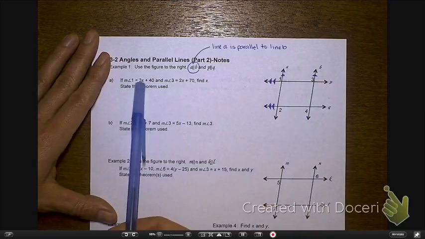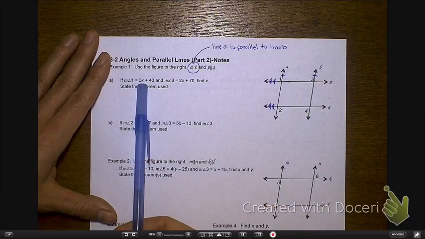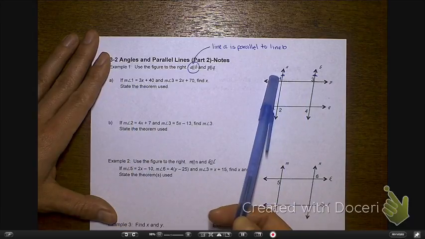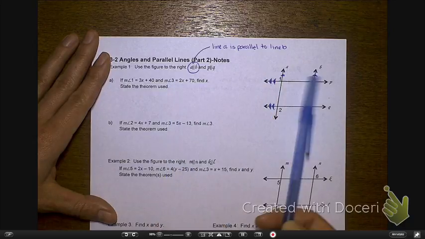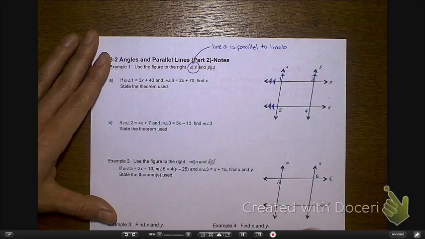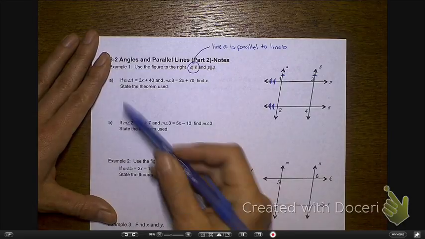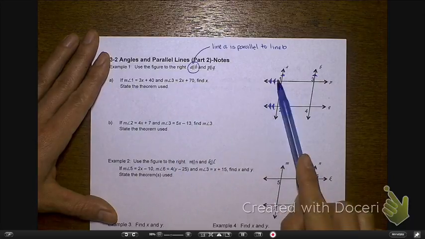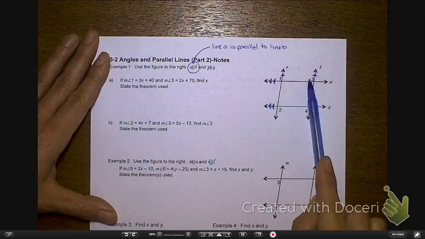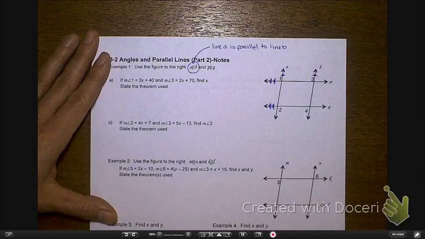So it says angle 1 is 3x plus 40. That's this angle right here. And it says angle 3 is 2x plus 70. That's this one right here. It says now find x and state the theorem that you used. Okay, so let's look at the angles that they're talking about, 1 and 3. What kind of relationship do those angles have? Okay, they're congruent. Why are they congruent?